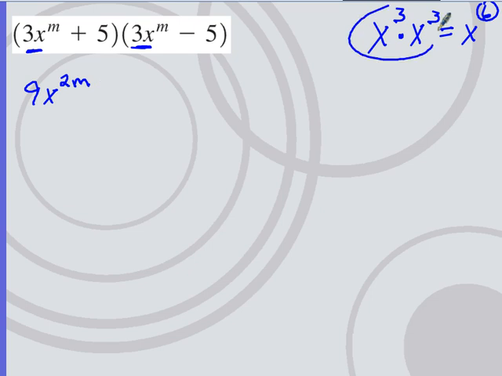This is more real to us, like I said, because you got those real nice, neat whole numbers. They're positive. But m and m just makes me hungry. 3x to the m, 3x to the m, 9x to the 2m. Minus positive 5, negative 5 is negative 25.